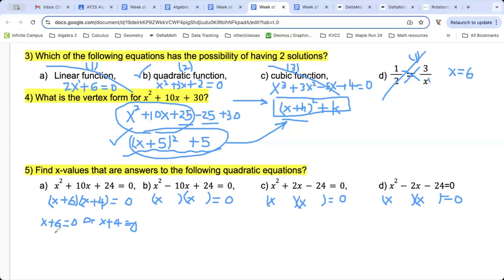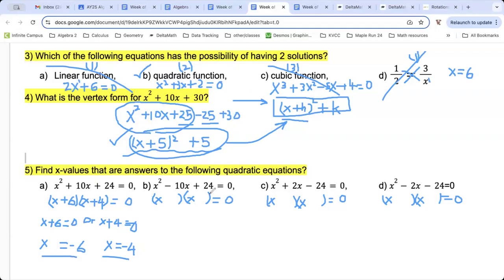You can do mental math. What plus 6 equals 0? It has to be equal to its opposite, okay? Negative 6. And this one is going to be equal to negative 4. And this also confirms, number 3, only the quadratic functions will potentially give you two solutions. Okay, great. So this is all positive numbers. It's easy finding two positive numbers.